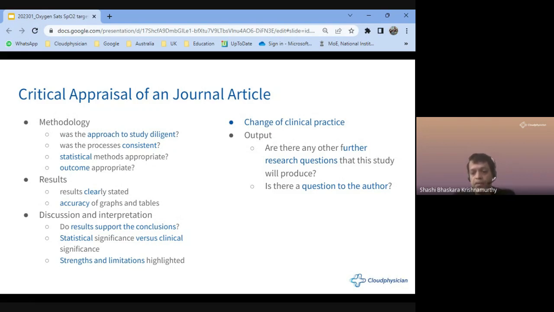But many times these methods are actually pre-published, which will be a better study, and finally the outcome, has it been appropriately discussed, has to be looked at when we are reading these papers. Then it comes to the clarity of the results and the accuracy, comparing what has been documented in the written text to that of the graphs and tables.